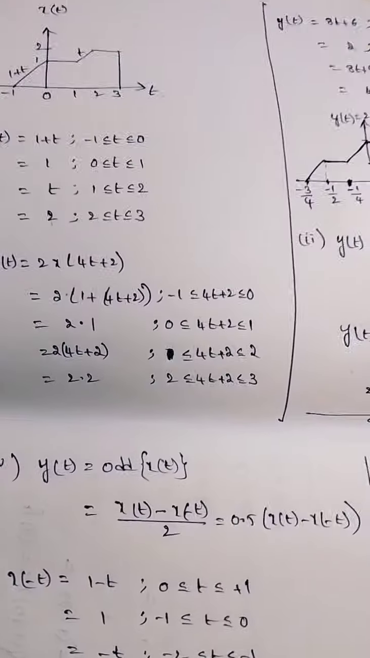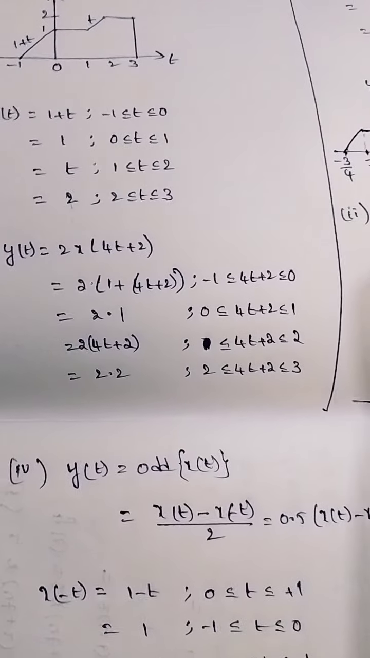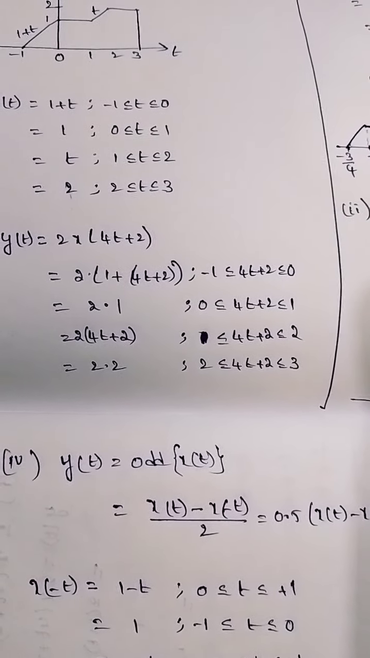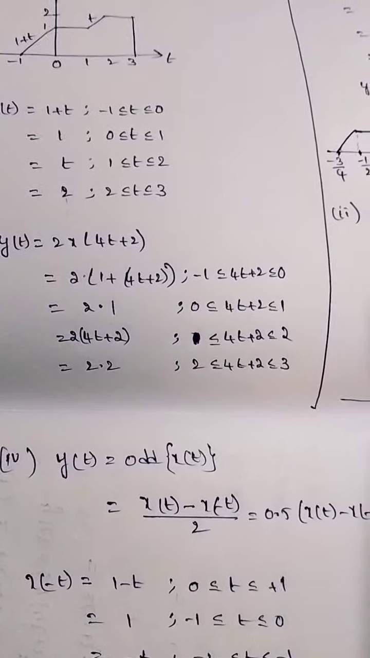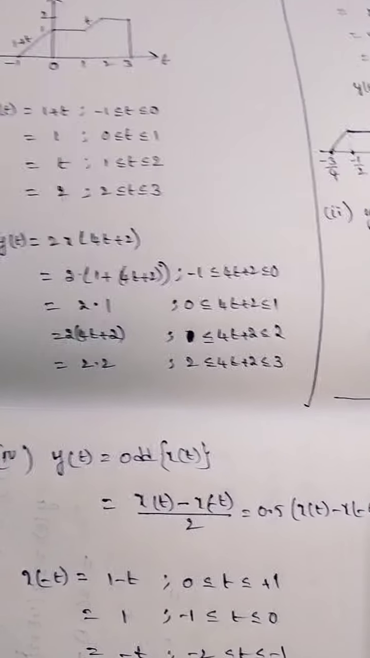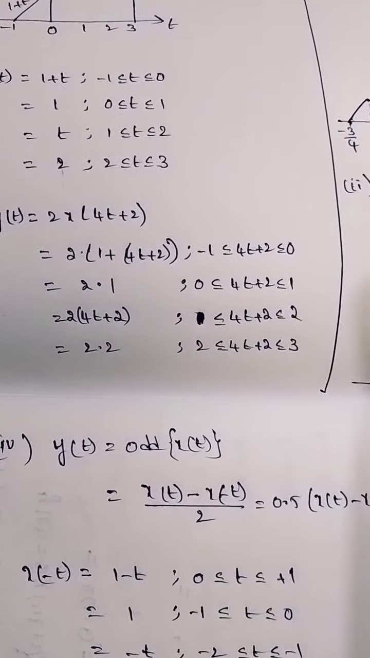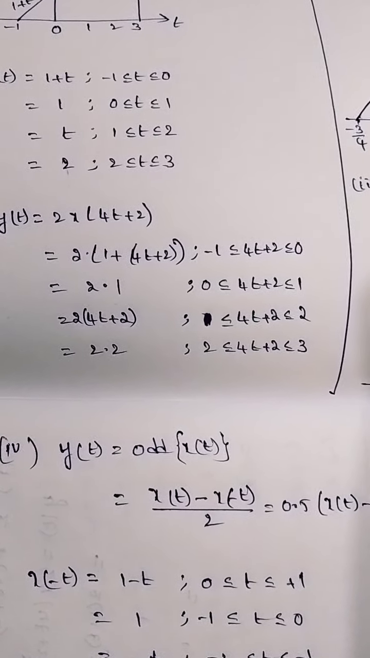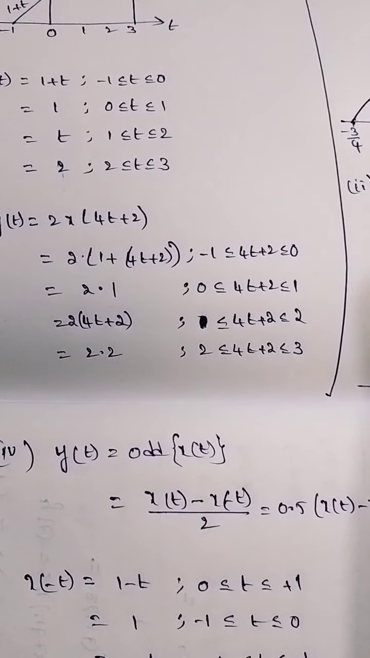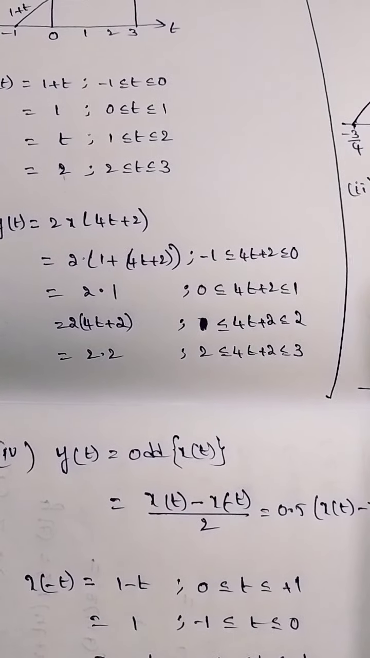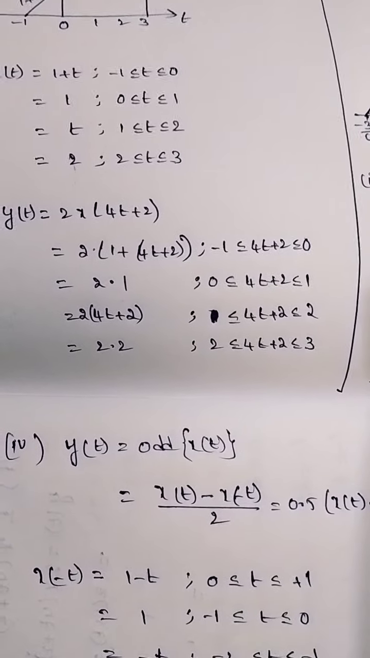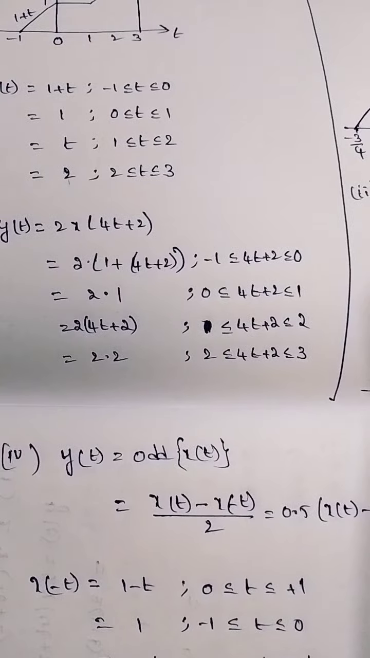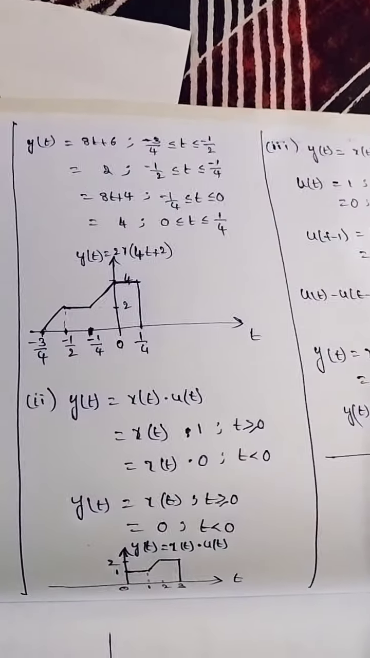Now solve for t, the time range values. Here we have to find the t range values, right? Instead of 4t plus 2, find the t range values, like -1 less than or equal to 4t plus 2 less than or equal to 0. Subtract 2, that means -1 -2 is -3, then divide that by 4, then -3 by 4. In this way do all the values, then find the t range values. Like this you can get.